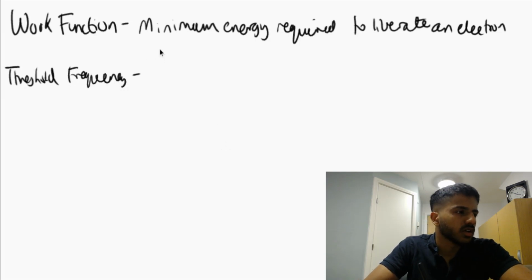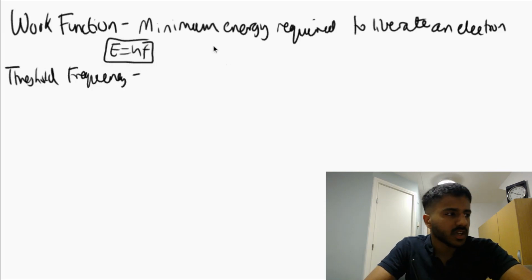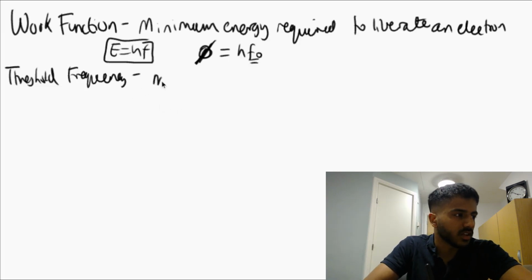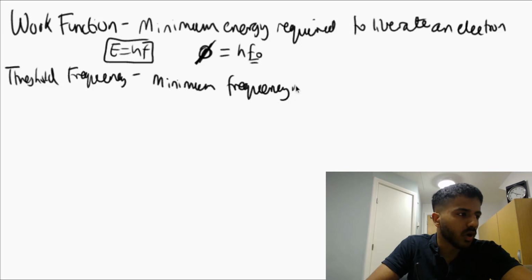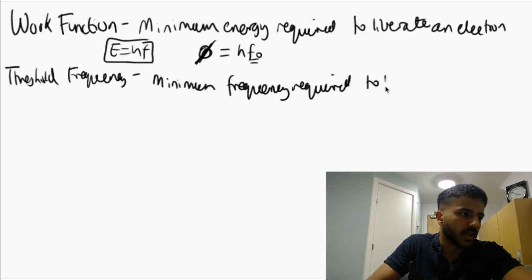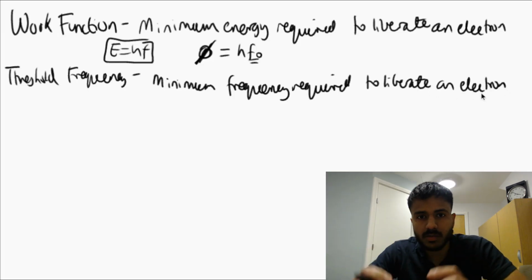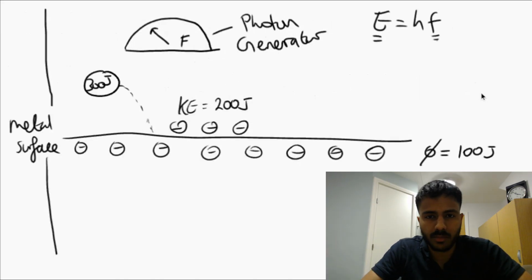And we know that because E is equal to hf, at the specific designated work function, which I'm going to denote by this psi here, it's a Greek letter, we can say that there has to be some minimum frequency as well. So therefore, the threshold frequency is the minimum frequency required to liberate an electron. So the work function is the minimum energy of a photon required to liberate an electron, whereas the threshold frequency is the minimum frequency required to liberate an electron. So let's see what that means in this case here.